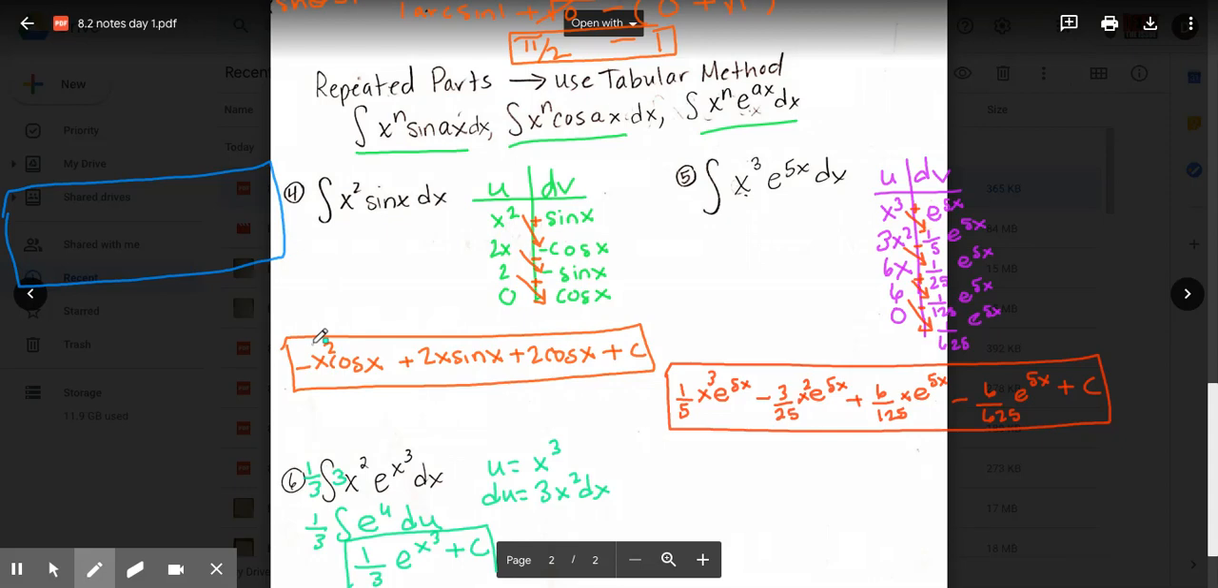All right, remember, you're using the acronym LIPIT to choose your u. L stands for logs, I is inverse trig, then polynomial, exponential, trig. And the integral formula for parts: the integral of u dv equals uv minus the integral of v du. Okay, there you go.